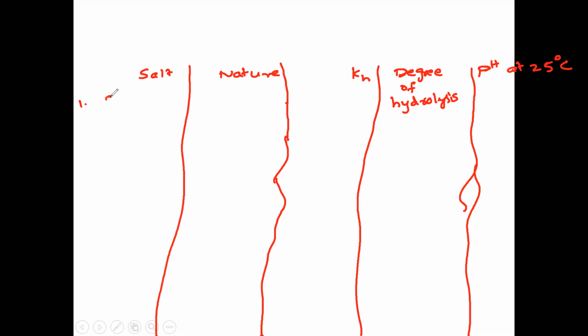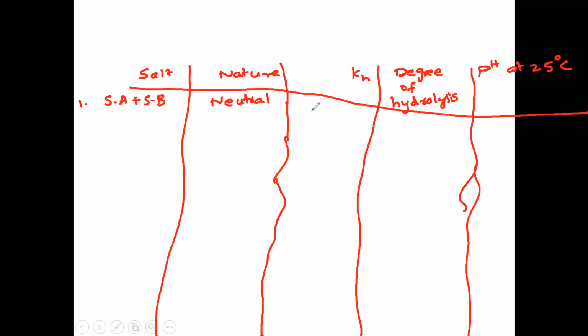First one, salt of strong acid plus strong base. Nature, it is neutral because it will not undergo hydrolysis. Hydrolysis constant, again, the line is linked up. So KH, no, because it will not undergo hydrolysis. No hydrolysis. And pH is equal to 7.